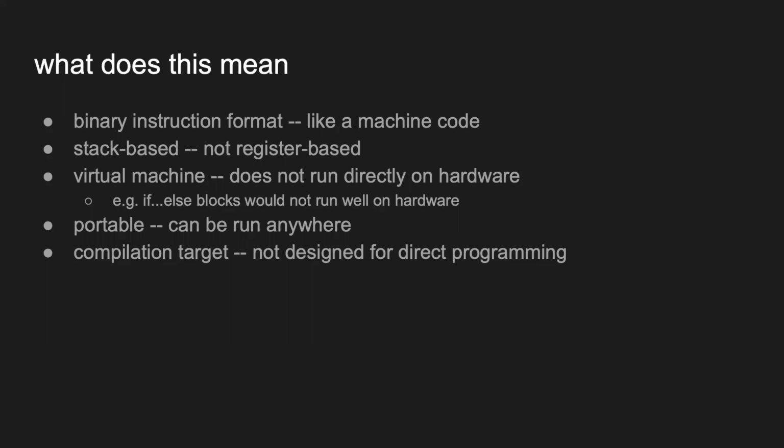All right. And most of y'all probably know what portable means. It means you can run it anywhere. Basically, anywhere you can have a browser, you can run Wasm. Compilation target means you're not really meant to write Wasm directly, although you can. Most of the time, you're going to compile into Wasm through Rust, C, C++. Basically, any language you can compile to Wasm nowadays.